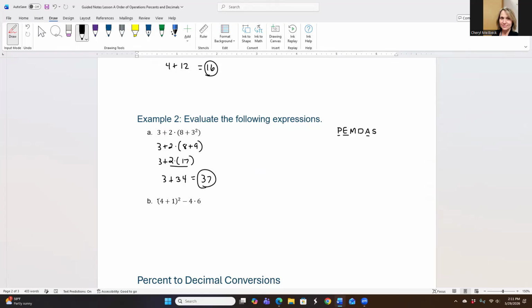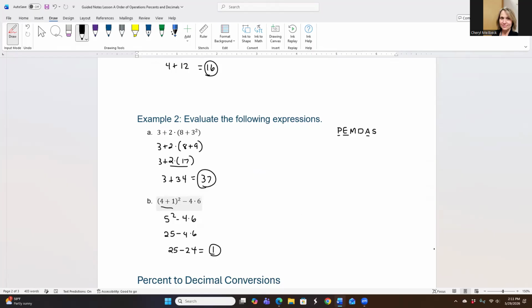So in B, we have in parentheses 4 plus 1, then squared, minus 4 times 6. Again, we do have parentheses, so that comes first, and we'll have 5 squared minus 4 times 6. The next step is exponents, so 5 squared is 25. Then multiplication and division from left to right, where we have our 4 times 6, we'll put 24. And finally, we can subtract: 25 minus 24 is 1.